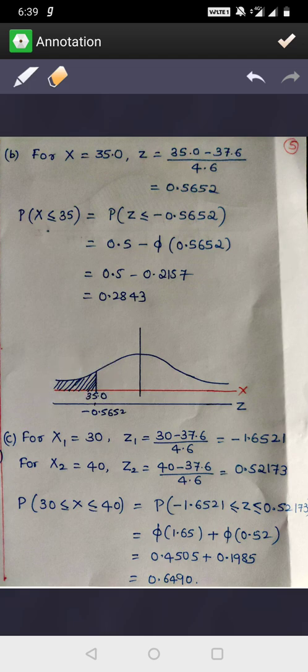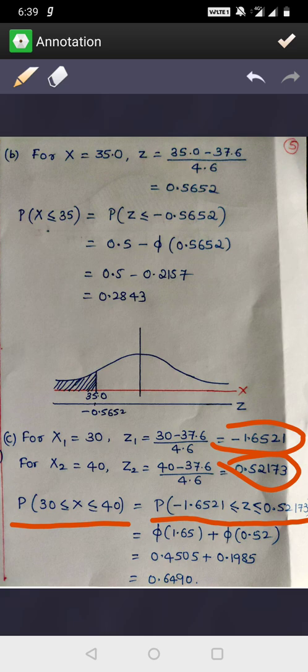This is the graph of the normal distribution of a random variable. The shaded portion shows us the area bounded. Next, C: it lies between 30 and 40. So Z1 will be considering x as 30 and Z2 will be considering x as 40. Substitute in the normal distribution formula, and we'll get Z1 as minus 1.6521 and Z2 as 0.52173.